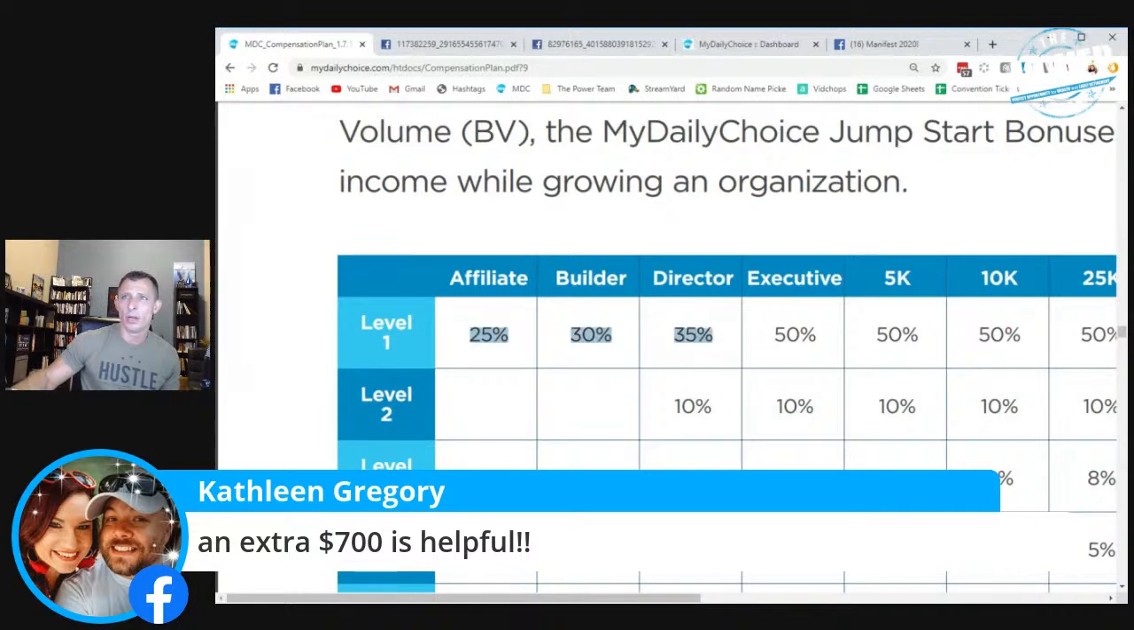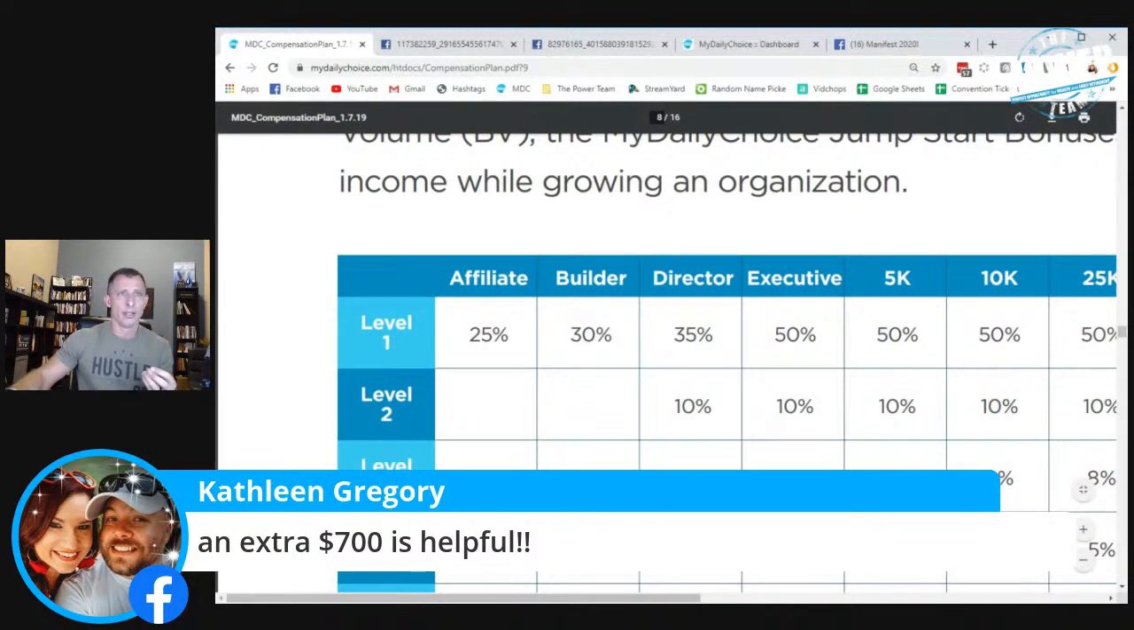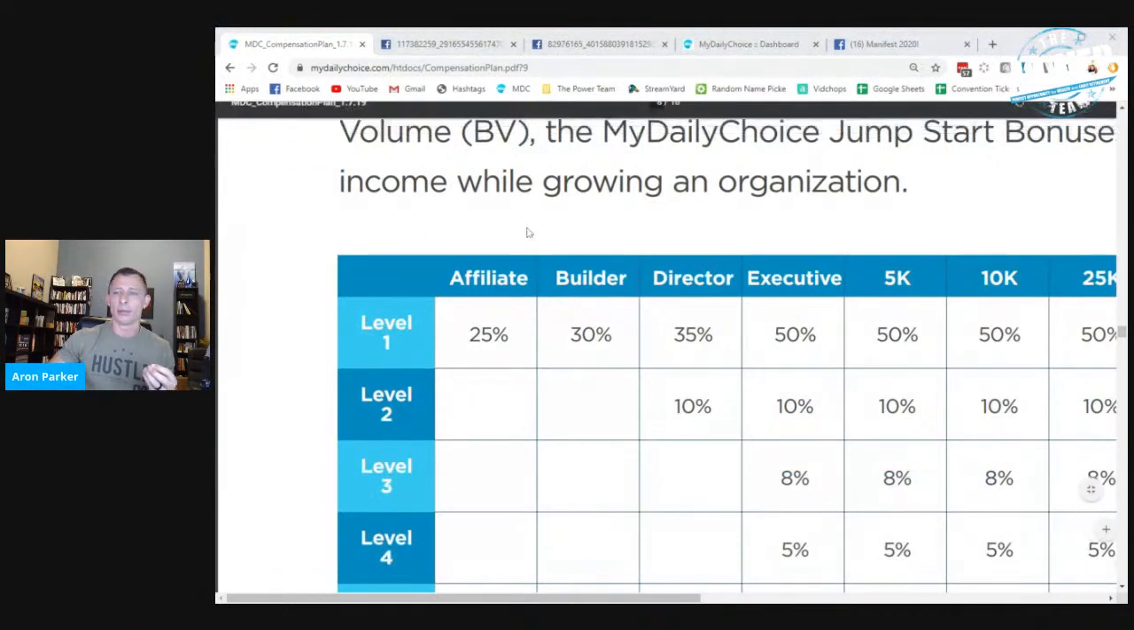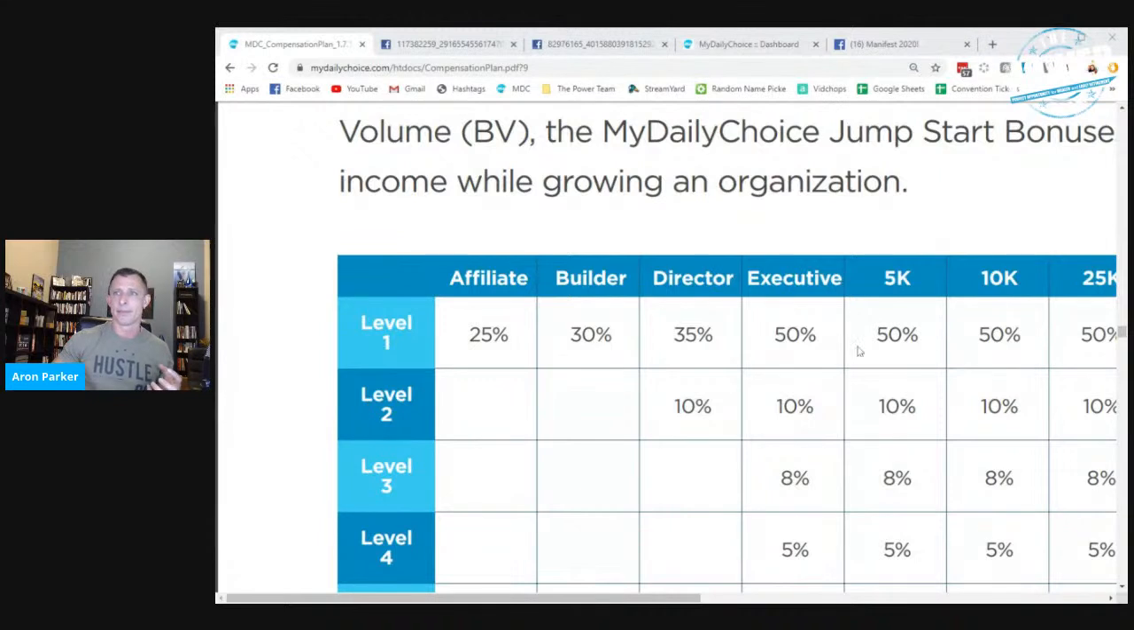This is your level 1 commission on your personal sales. Anyone you personally refer. You do not want to leave money on the table. So this is, again, why you want to promote yourself to executive. Do it right away. If you're not executive yet, 50% on the fast start commission.